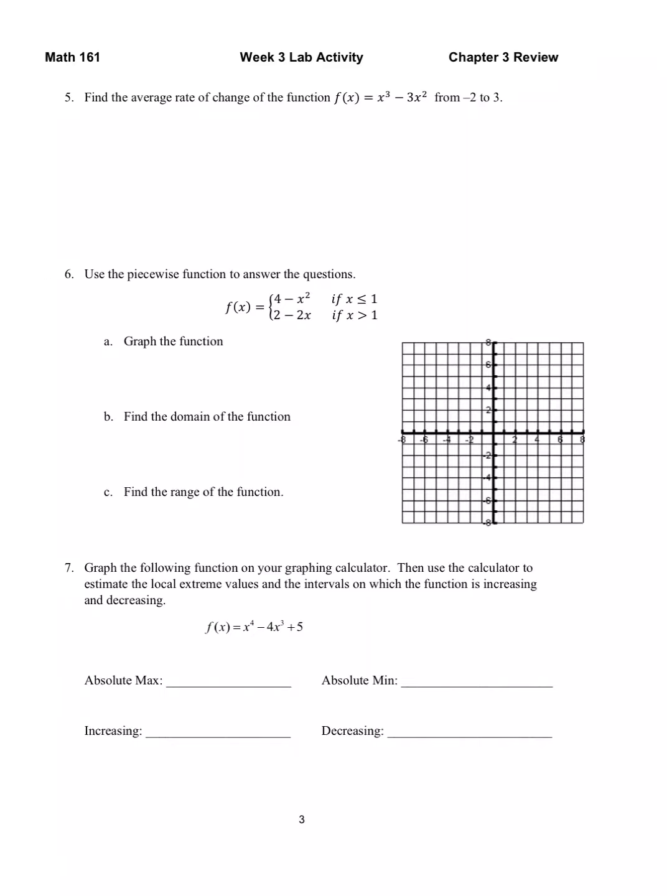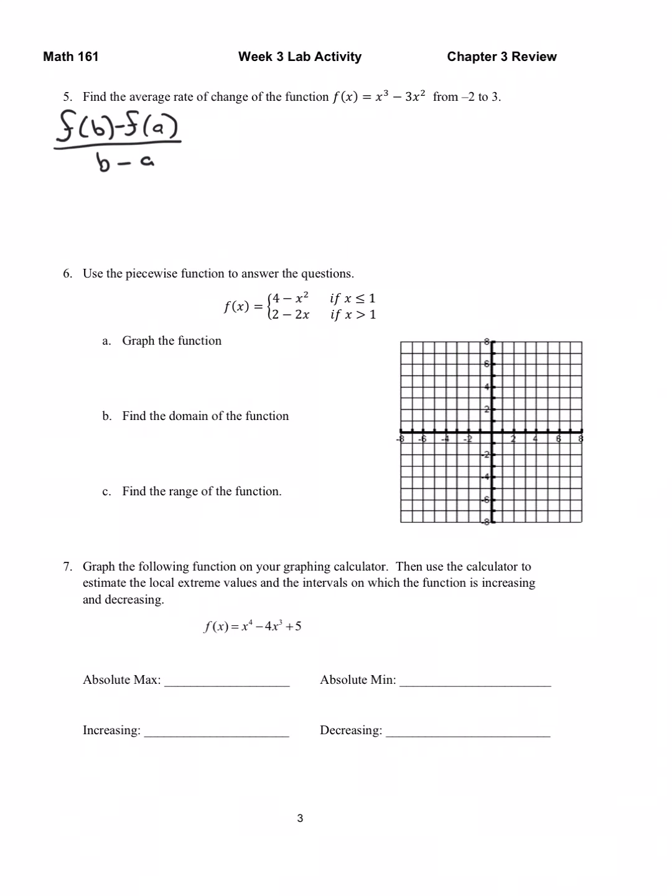Hi, this is the third video to the Chapter 3 review, project number 4. Let's remember for number 5 our average rate of change formula. This is the same formula as slope, and in this case the b and the a are our x values, and in this case one of them is -2, one of them is 3. It doesn't matter which is which, but we'll call -2 a and 3 b. We are going to plug this in.